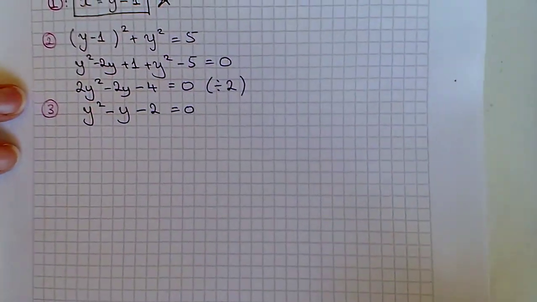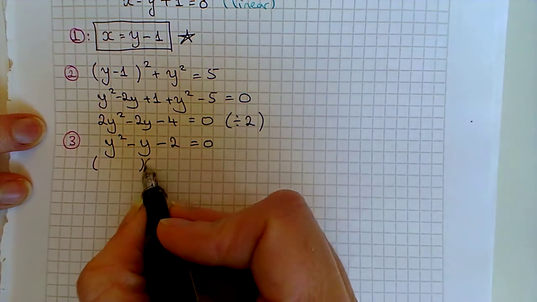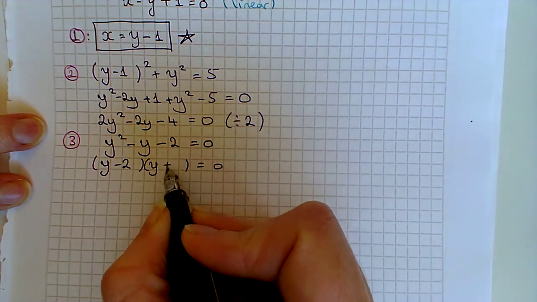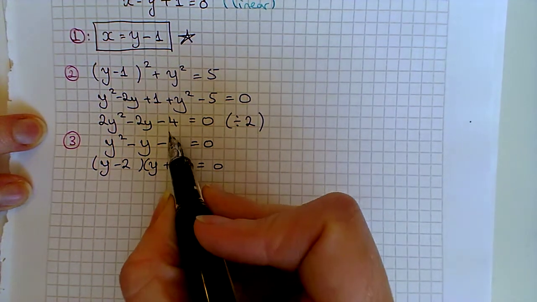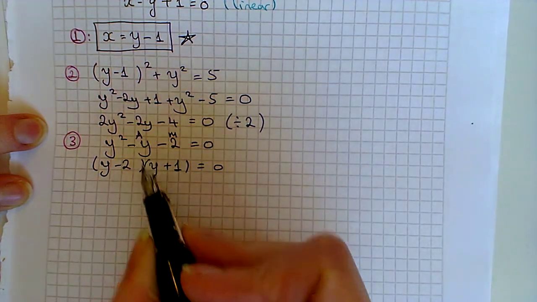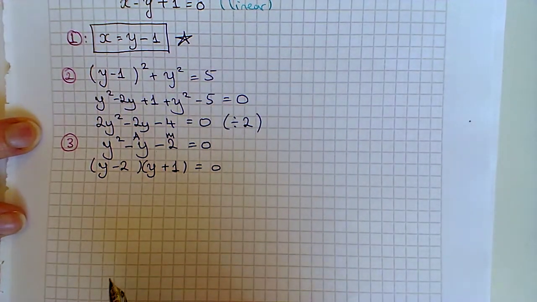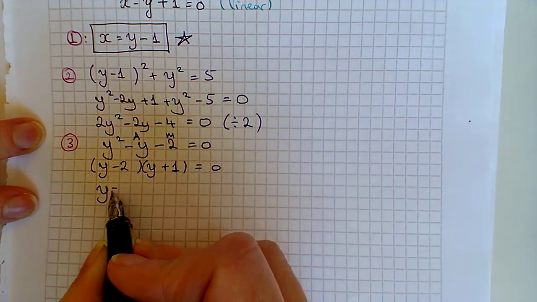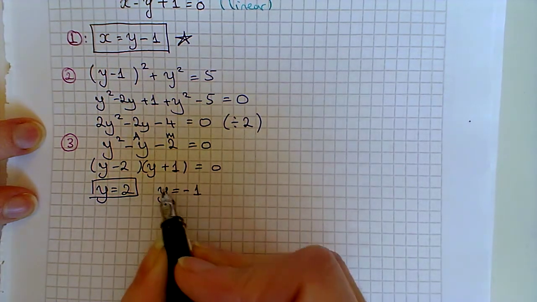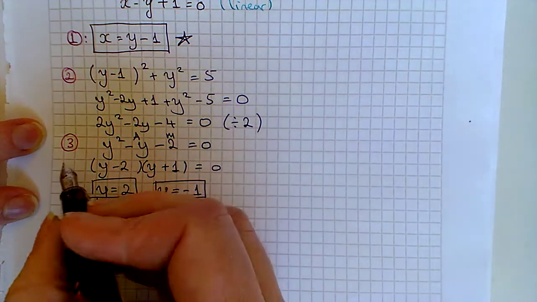So you can solve it using any method you like. My preference when it's a nice straightforward one like this would be to factorize because we can. So two numbers that multiply to give me a minus 2 by plus 1, and add to give me a minus 1. Minus 2 plus 1 gives me minus 1. Then I solve, I get y equals 2 and y equals minus 1. So I have my two values there solved for y.